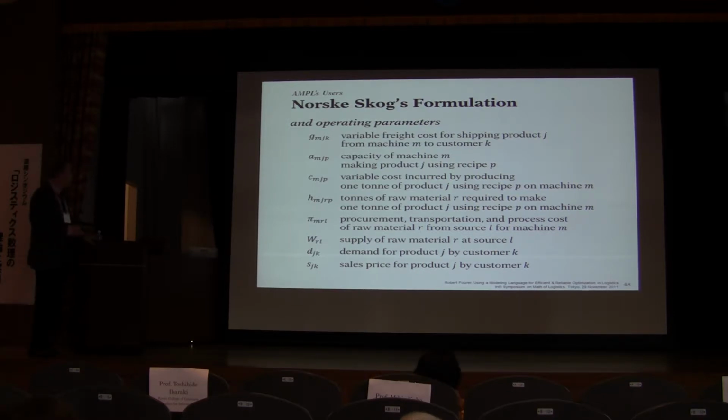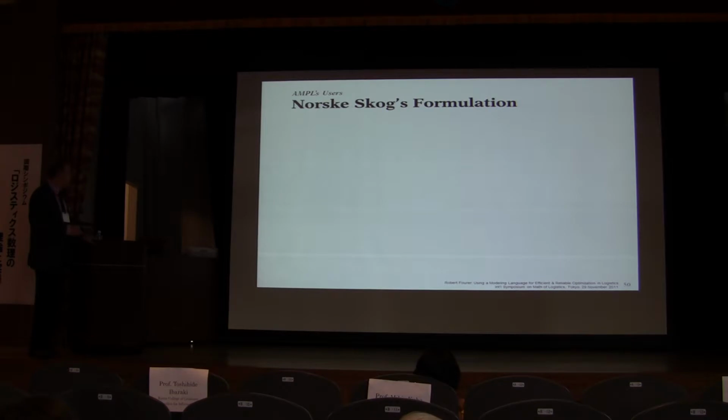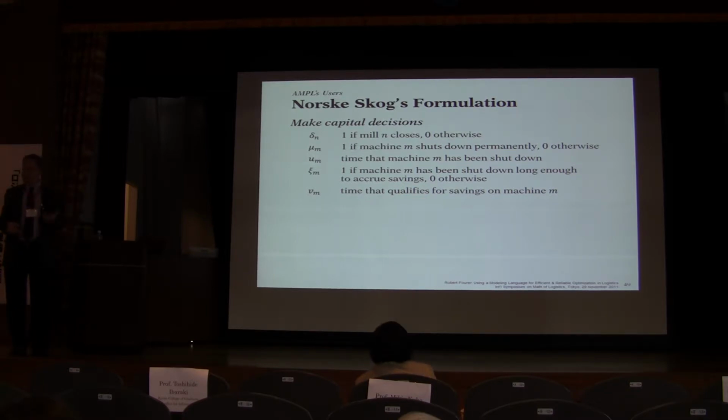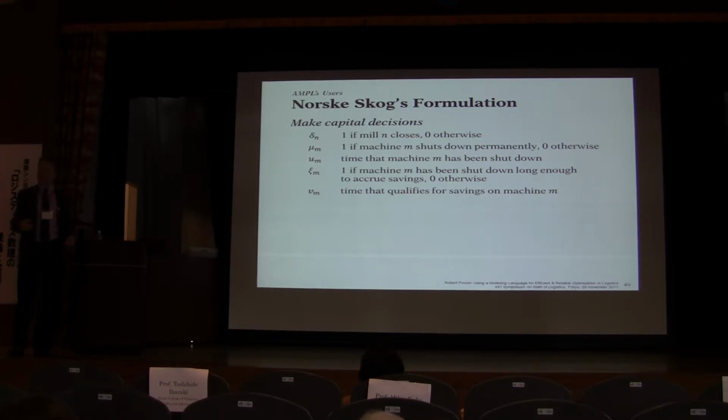Okay. And what does that mean then? Well, in addition to all that, there are now the variables that we have to define. What are the decisions? Instead of just having two types of decision variable, in this problem it was much more complicated. These Greek letters stand for 0, 1 variables. Okay? They represent whether they close a certain paper mill, whether they shut down a machine at a mill that's not closing down, okay? Whether they can accrue some savings. Okay? So these have to do with the capital decisions.